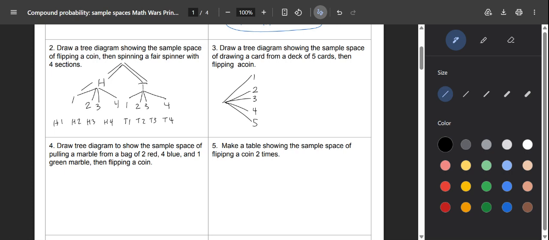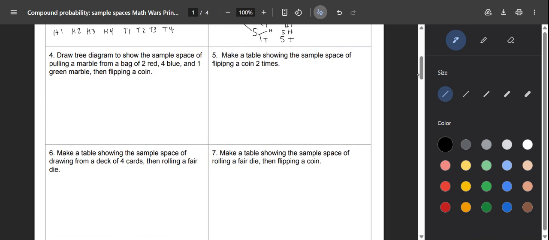Once I have drawn my card, I can flip my coin, and I know that my options are going to be heads or tails. I did not give myself a lot of room. So no matter what I got on my card, I can still get heads or tails on my coin. So that would be a 1 and a heads, a 1 and a tails, 2 and a heads, 2 and a tails, 3 heads, 3 tails, 4 heads, 4 tails, 5 heads, 5 tails. So you can see those are all the options in my sample space. Those are all the different possibilities I could get for that situation.